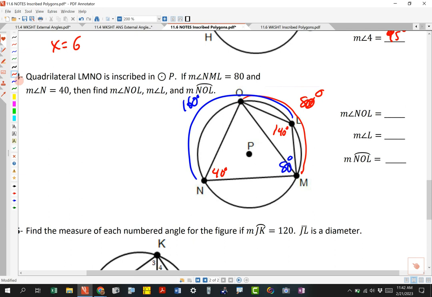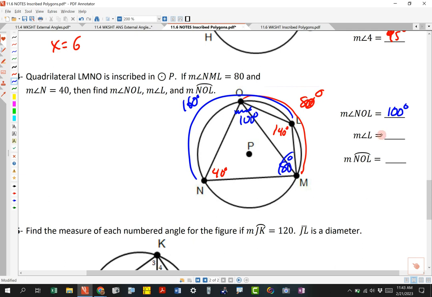If this one here, I'll change colors again. If that whole thing is 80, what's this one over here? Okay, I'll do this so we don't think that they're congruent. This one's going to be 100. Okay? So, do we have the measure of angle NOL? NOL, yep. 100 degrees, right? NOL. If this is 80, that's got to be supplementary to it. Okay? Don't get distracted by that line in the middle. That's just extra. That's not part of the inscribed quadrilateral.